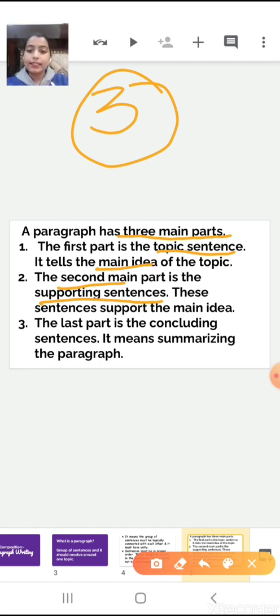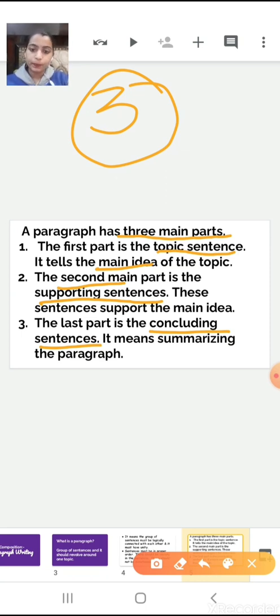Okay, and in the last part we have concluding sentences. We are summarizing the paragraph. We are ending the paragraph with concluding sentences.